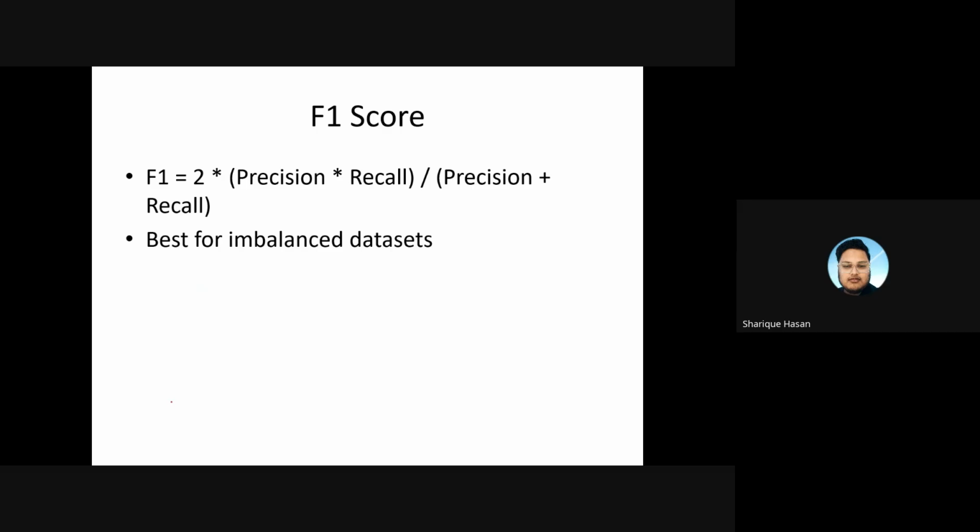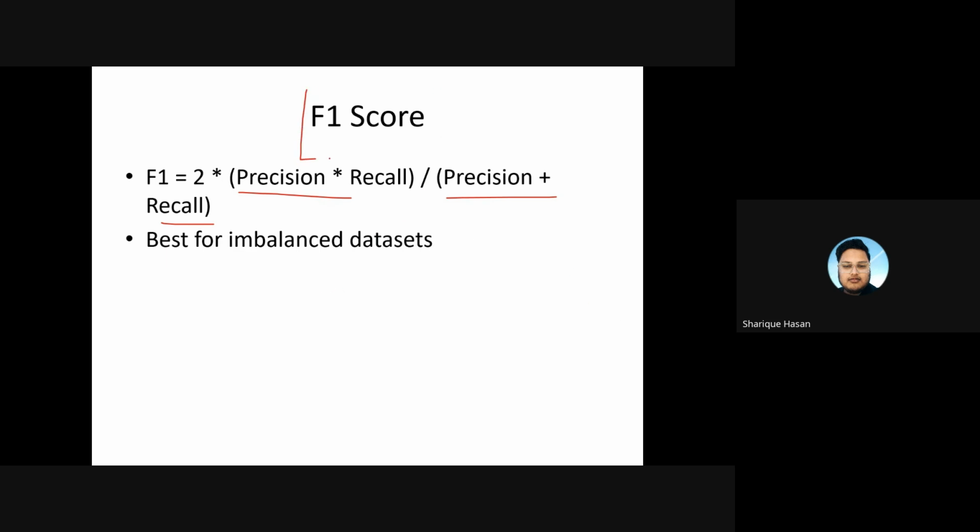Why do we do this? It is best for imbalanced data sets. There is a lot of data which is imbalanced, and we calculate F1. We calculate our recall value, accuracy, precision. So there are many different values. To get a more accurate result, one result which we can trust, we combine all the results. How do we combine them? Through precision times recall divided by precision plus recall. Okay, and we get the answer.